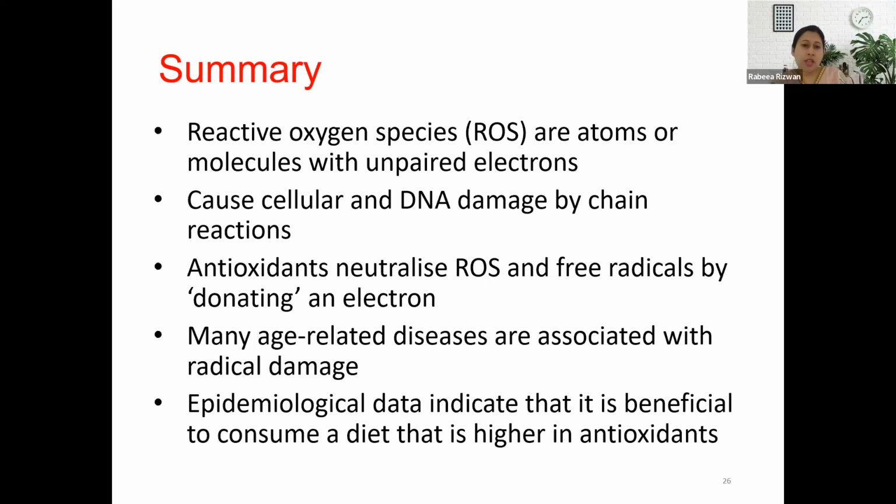And the opposite of them are the antioxidants that are produced in general inside our body, but in limited amount. We also take them from our diet or external sources to strengthen our immunity to fight these free radicals. And there are many age-related diseases related to radical damage that can be prevented or reduced by these scavengers, the antioxidants.